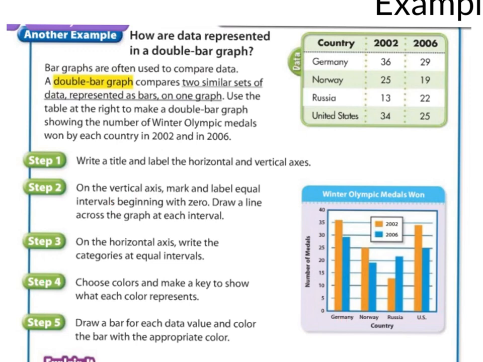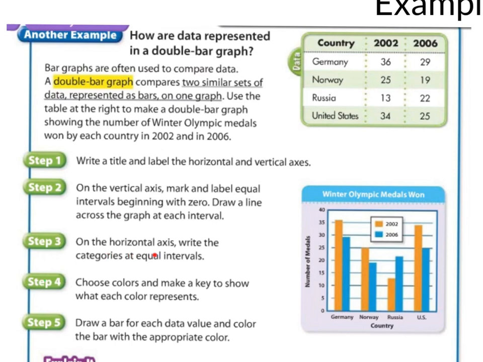On the vertical axis, which is up and down, mark and label equal intervals beginning with 0. So we have 0, skip a line, write 5 next to it, skip a line, 10, and then number your graph, skipping a line going equal distance each time. You can pause the video now until you're done.